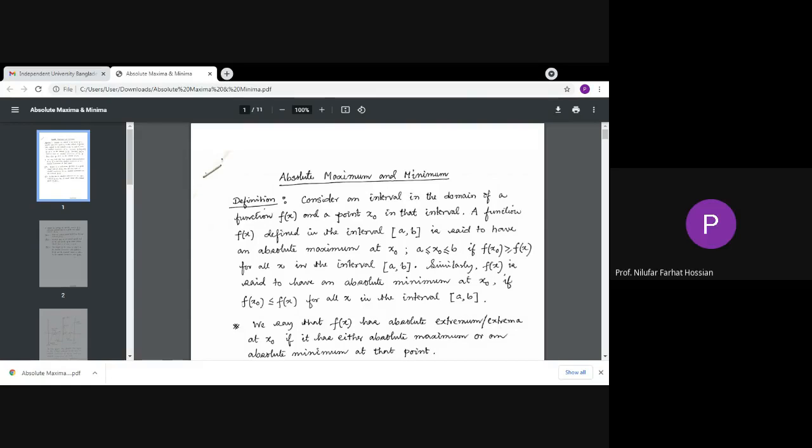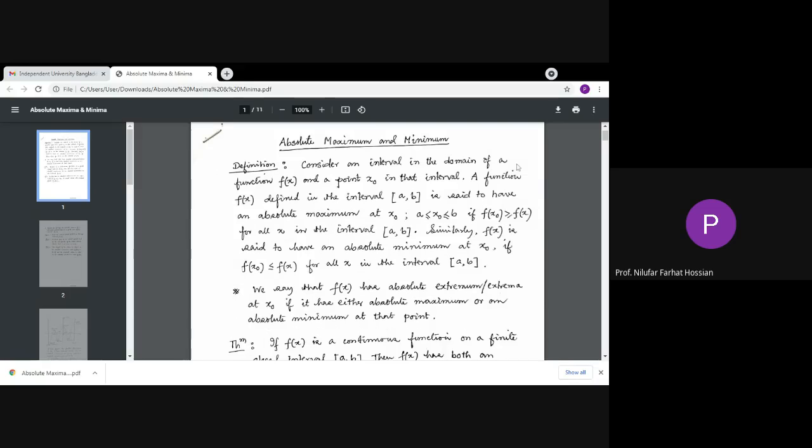Absolute maximum and minimum. So this is another topic, but it is a particular topic of maximum and minimum. So what is the definition here? Consider an interval in the domain of a function f(x) and a point x naught in that interval. So it is not a small interval. You are actually taking a big interval from the domain. Domain means the range on which the function is defined.